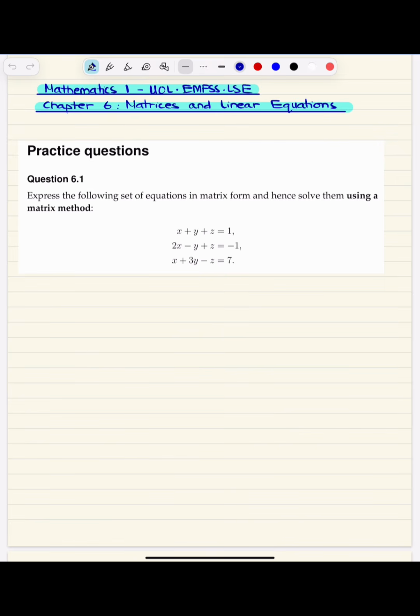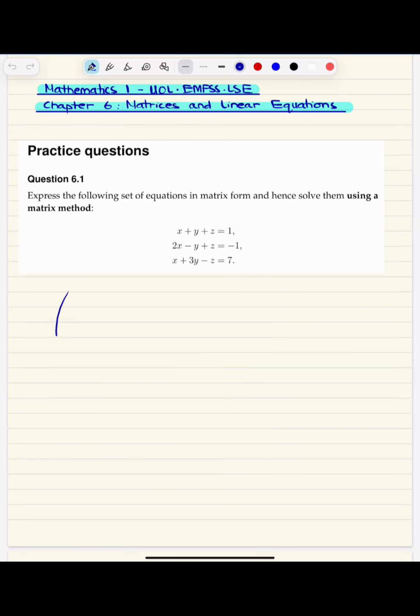In today's lesson, I'm going to solve questions given in the Mathematics 1 study guide, which is provided by University of London for their EMFSS programs. And the chapter name is Matrices and Linear Equations. The first question is as follows. Question number 6.1. Express the following set of equations in matrix form and hence solve them using a matrix method.